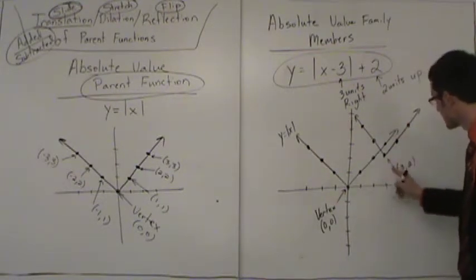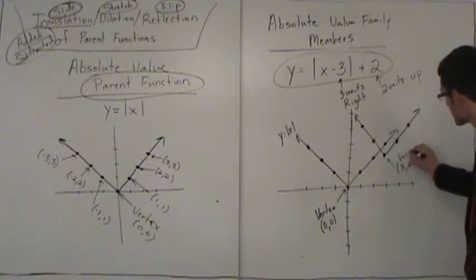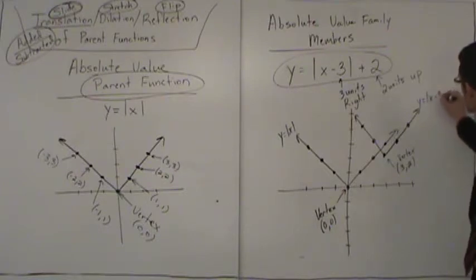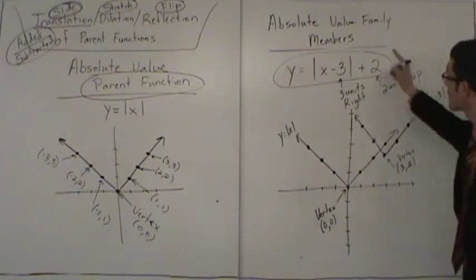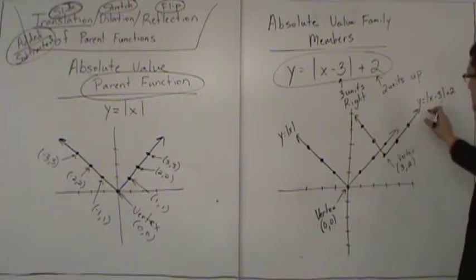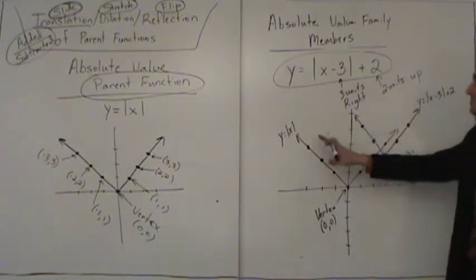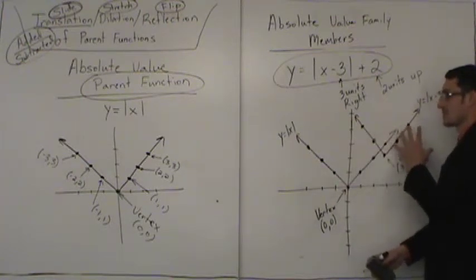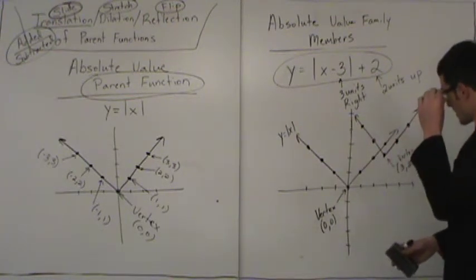We've labeled the vertex of this family member, and the equation of this function is y equals the absolute value of x minus 3, plus 2. Students say, well, I wrote it there. Well, put it next to the function. I'm sure that you understand the difference between these. These are 2 separate functions, both of them V-shaped.